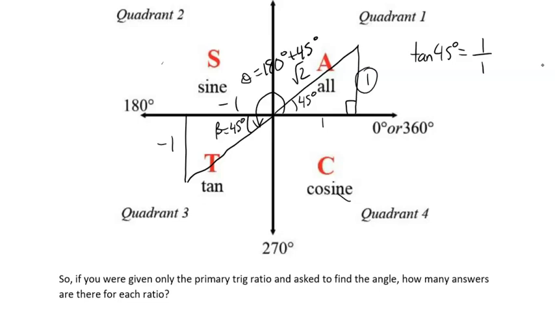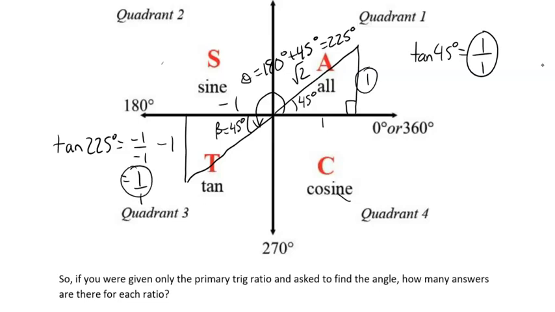Remember that related acute angle is always, always, always measured just to the x-axis, never the y-axis. So that would give me a principal angle of 225 degrees. And so you can see here, if I calculate tan of 225, that's going to be -1 over -1. That's going to make it +1, which is the same thing as I had over on the first quadrant. And so that would tell me that if I knew that the tan of 45 was 1, the other angle possible would be 225 degrees.